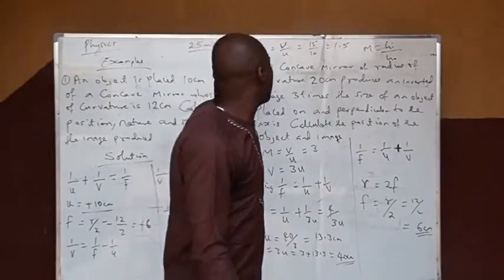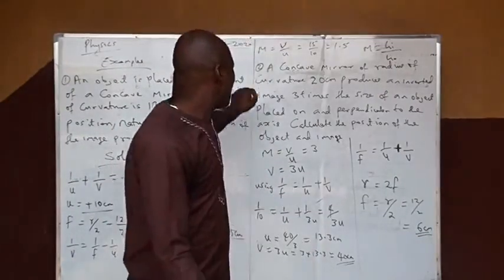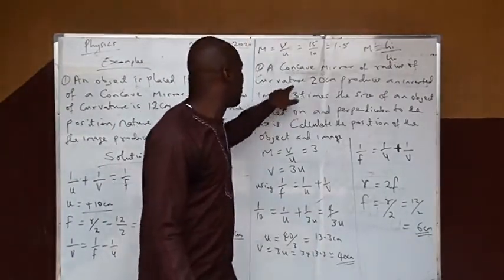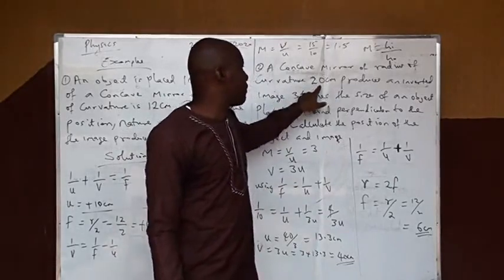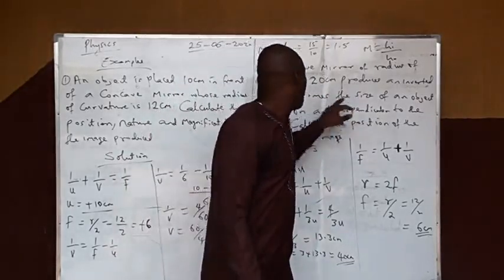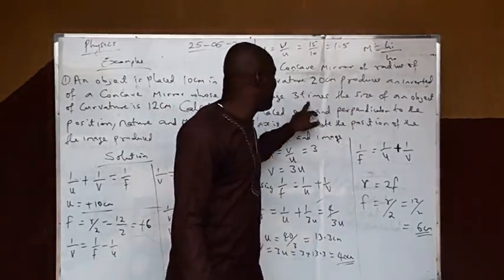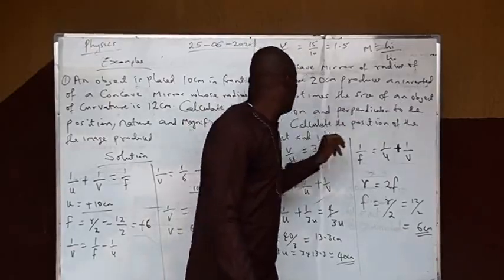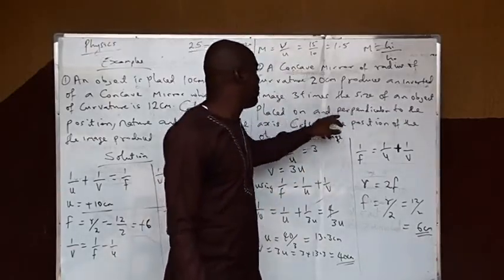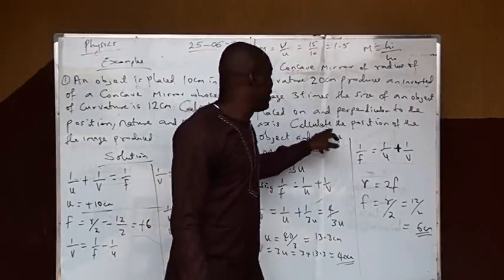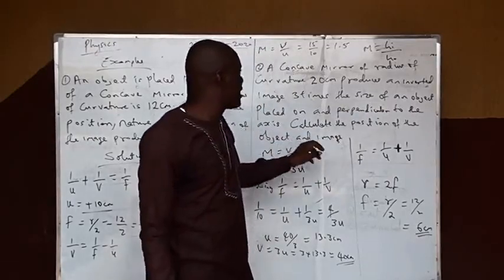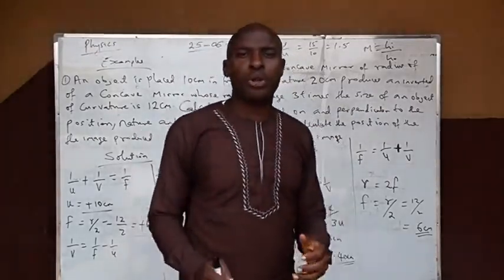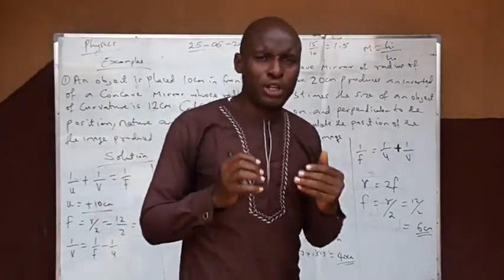Now, another example is: a concave mirror of radius of curvature 20 centimeter produces an inverted image 3 times the size of an object placed on and perpendicular to the axis. Calculate the position of the object and the image. So we want to use the same method to solve this.